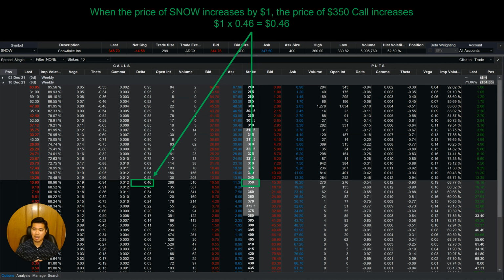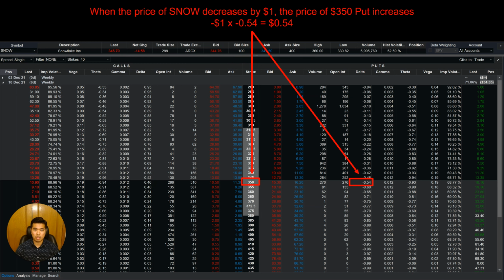On the chart, I have the option table for ticker SNO. Let's say we're looking at the option expiring on December 10th, which is next week. If you look at the delta of the $350 strike price, it has a delta of 0.46. What does that mean? That means if the price of ticker SNO increased by $1, the price of the $350 call will also increase by $1 of the underlying stock multiplied by 0.46 delta. So that is 46 cents. Meaning for every $1 move to the upside of ticker SNO, your call, your buy call at $350 strike price, will increase 46 cents.